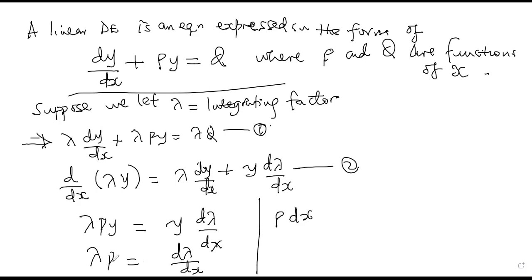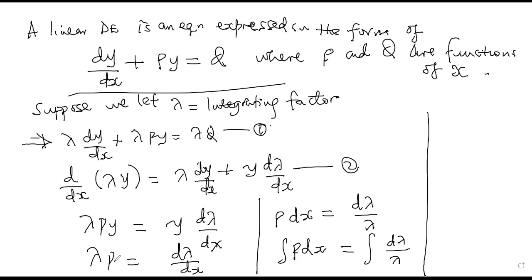If we separate the variables, P dx is equal to d lambda over lambda. So if we integrate both sides, you have the integral of P dx is equal to the integral of d lambda over lambda. Here the variables are separated. You first multiply by dx, then separate variables by dividing by lambda. When you integrate this, you get the integral of P dx is equal to ln lambda.